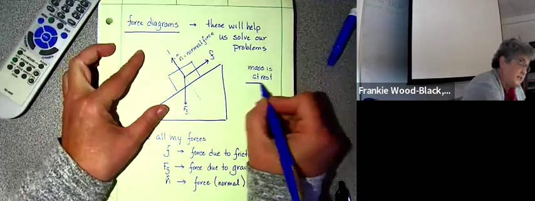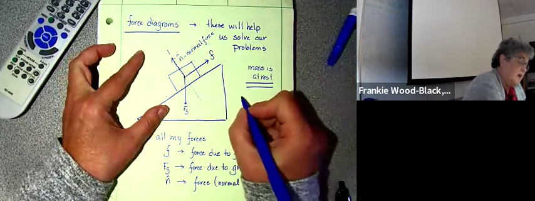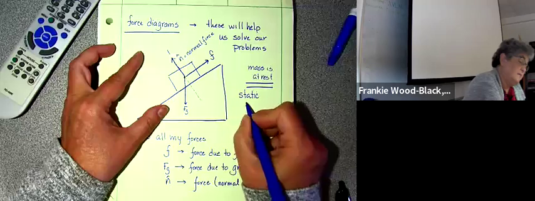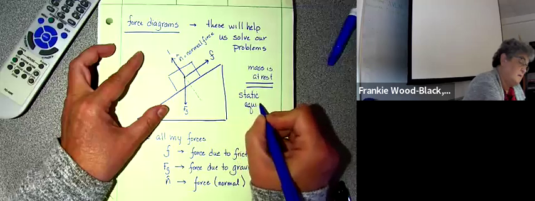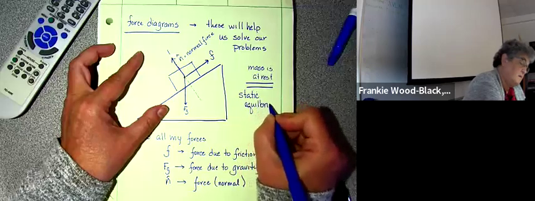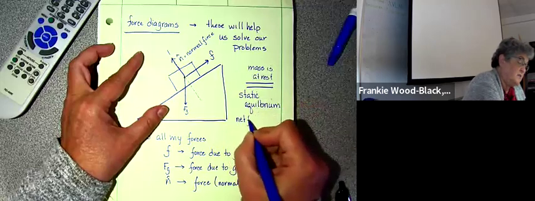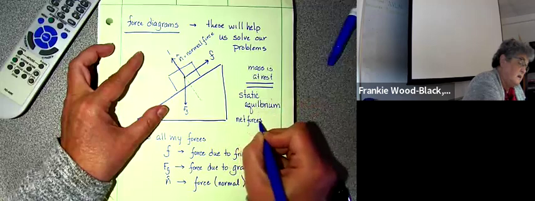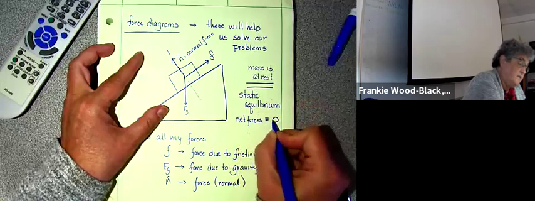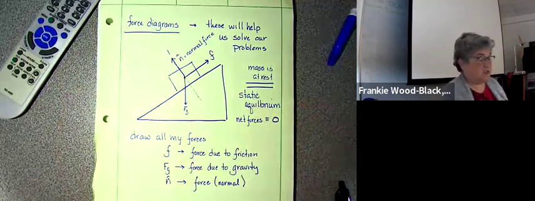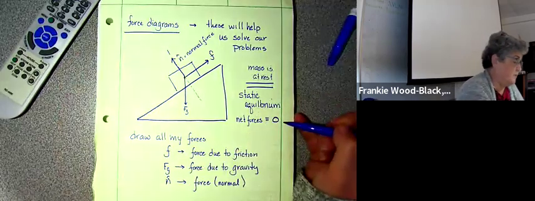Now, those are the forces that are acting on my object. If my object is at rest, I'm in static equilibrium. And what that says is that my net forces have to equal 0. So for static equilibrium, my net forces have to equal 0.